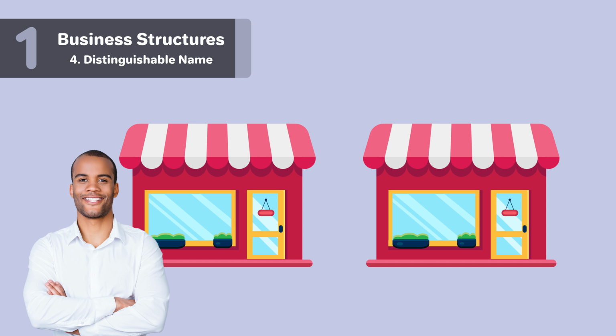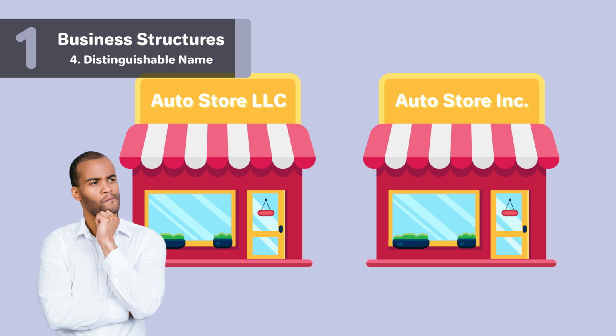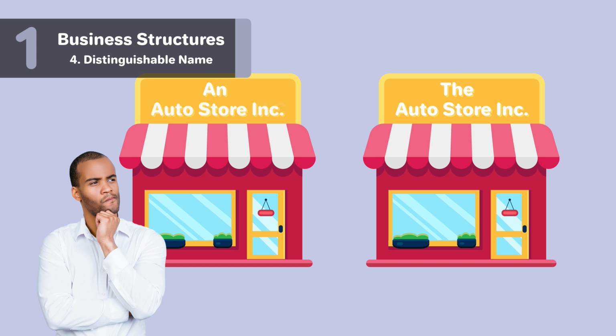A couple examples of names not being distinguishable would be Auto Store Inc. versus Auto Store LLC. The only difference in the name is the business structure. Changing the words the, an, or a in front of your business name does not make it distinguishable. For example, The Auto Store Inc., Auto Store Inc., and An Auto Store Inc. are not distinguishable from each other.